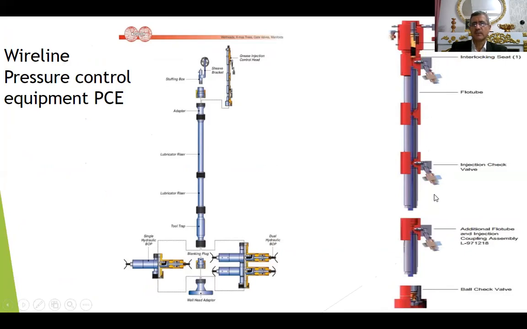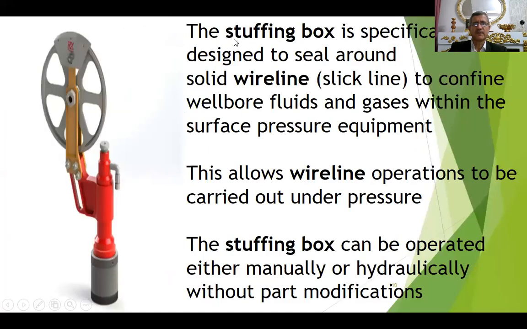We inject grease from the bottom section of the flow tube, and the return will come from the upper section. We have a line wiper and stuffing box. Here we have stuffing box, lubricator, BOP, and tree flange. The stuffing box is specially designed to seal around the wire, so it has zero leak. This one is a primary barrier and closed during the whole operation.